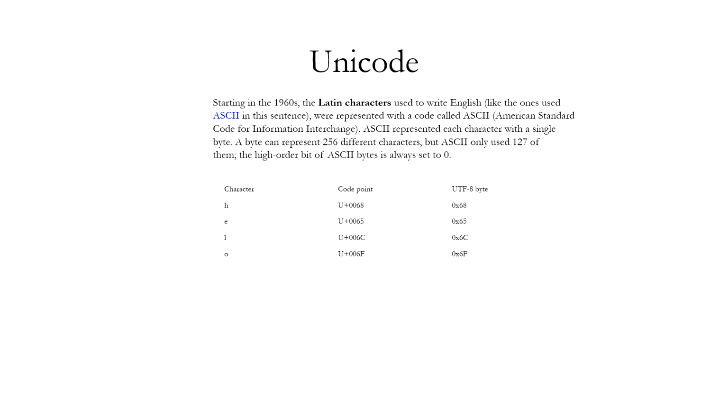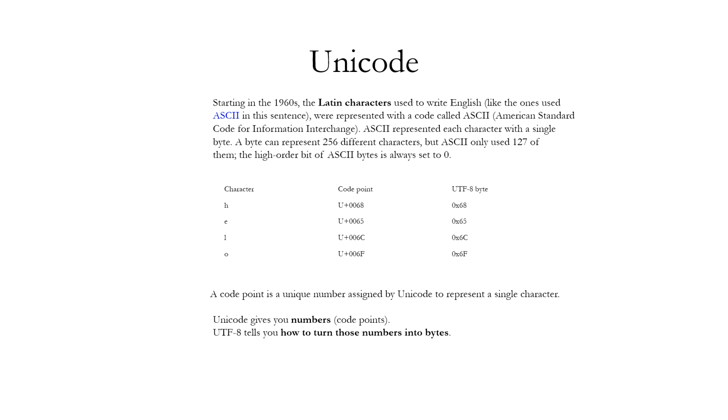And we could see the character for each character, right? There's a code point and the UTF-8 byte. A code point is a unique number assigned by Unicode to represent a single character. Unicode gives you numbers, code points. UTF tells you how to turn those numbers into bytes. So you see that 0x68, 0x65, 0x6C, 0x6F.